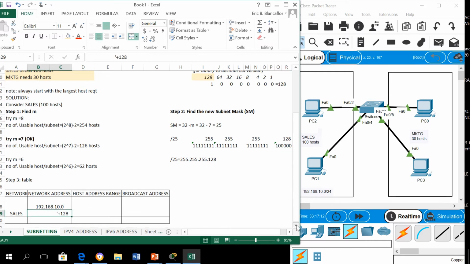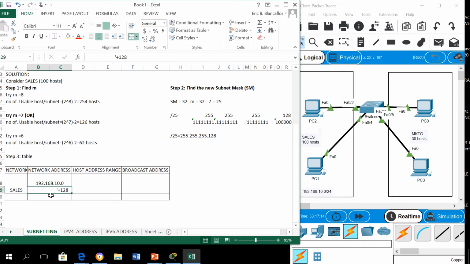So 0 plus 128 is 128. Again, this 0, you add it to the 128, and 0 plus 128 is 128. So meaning the next network is 192.168.10.128. That will be our network for the marketing.